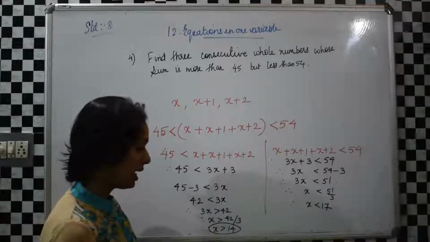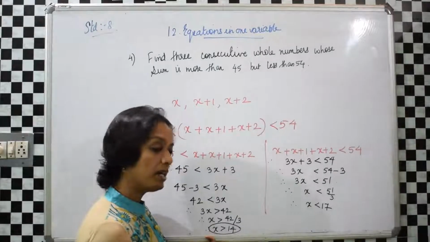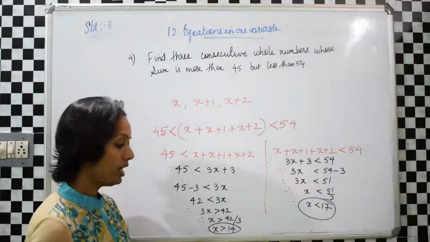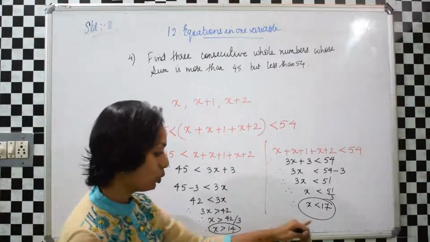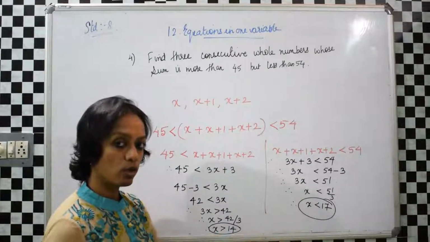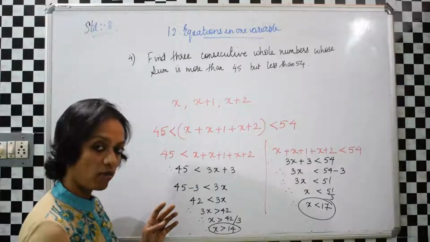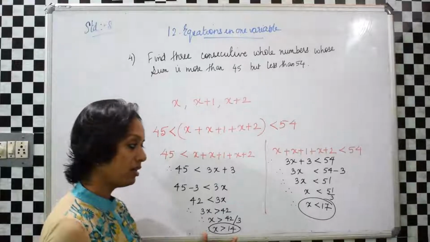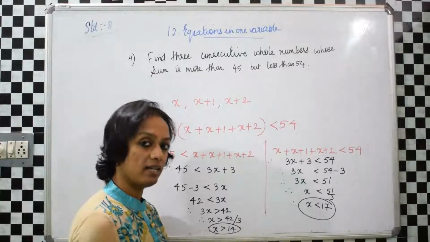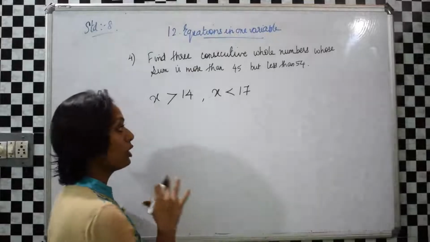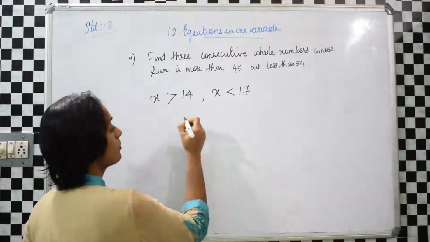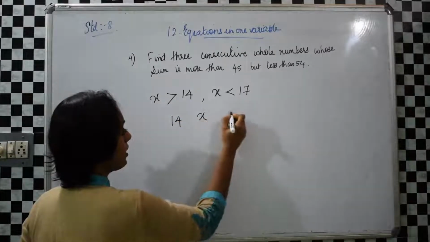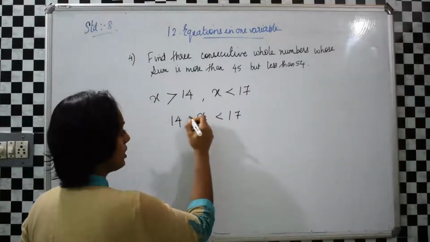So I got here x is greater than 14 but less than 17. So far what you have got is x is a number greater than 14 and less than 17. Now what I am going to do is I am going to put these two together. So x lies between 14 and 17. So I will put it this way.